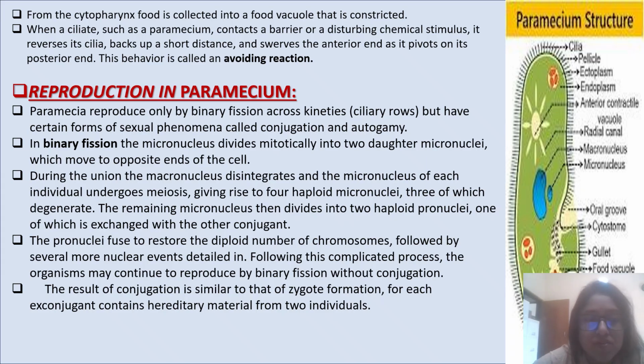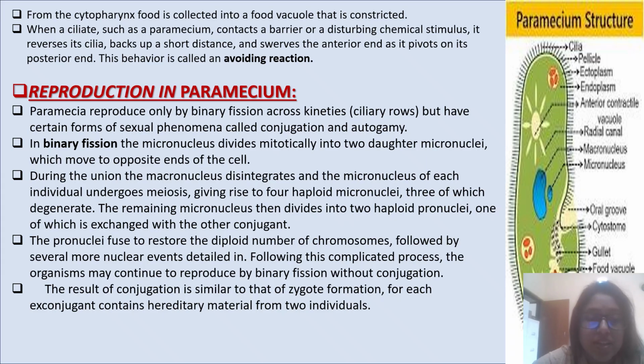During the union, the macronucleus disintegrates and the micronucleus of each individual undergoes meiosis, giving rise to 4 haploid micronuclei, 3 of which degenerate. The remaining micronucleus then divides into 2 haploid pronuclei, one of which is exchanged with the other conjugant. The pronuclei fuse to restore the diploid number of chromosomes, followed by several more nuclear events detailed in following this complicated process.